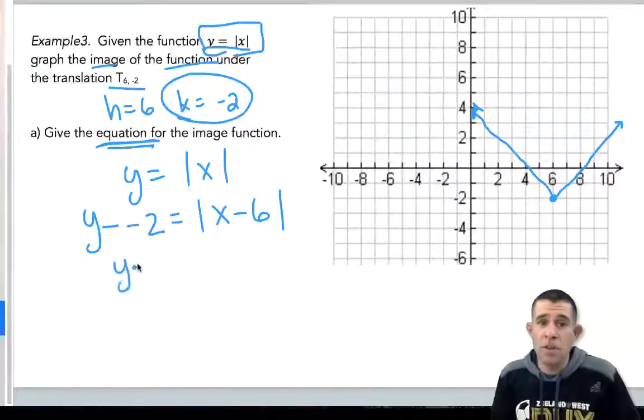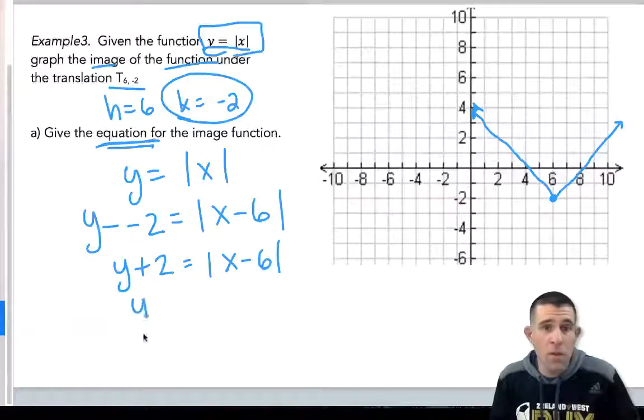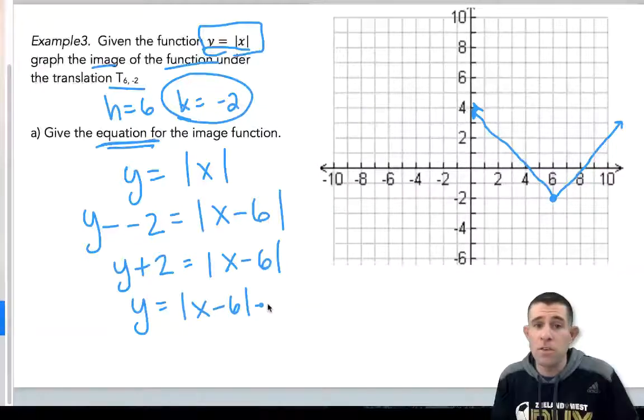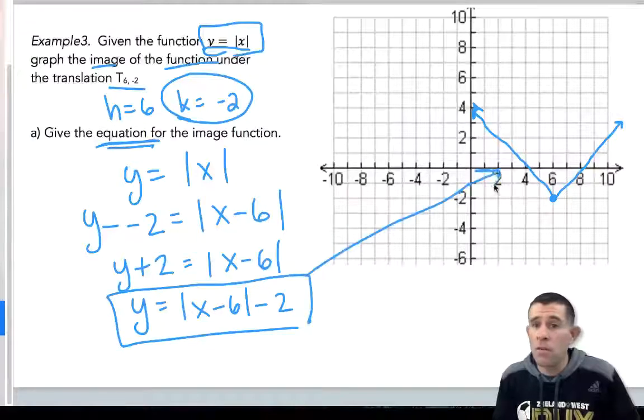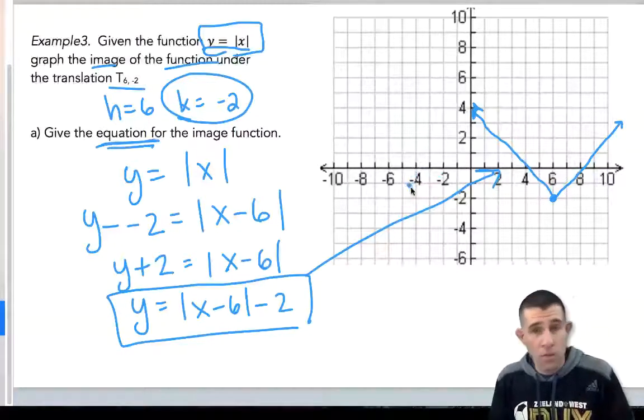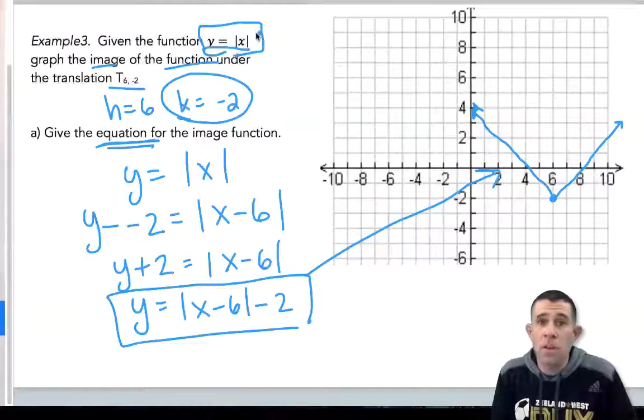Okay, again, we should simplify this. This becomes y plus 2 is equal to the absolute value of x minus 6. Let's get y by itself. y equals the absolute value of x minus 6, and I'm going to subtract over my 2. Here is the equation of the graph that we just plotted by translating or sliding the absolute value function to the right 6 and down 2. Go ahead and check that on Desmos. Plug that into your graphing calculator or Desmos and see if that's not the graph that you get. The vertex should be at 6 over and 2 down.